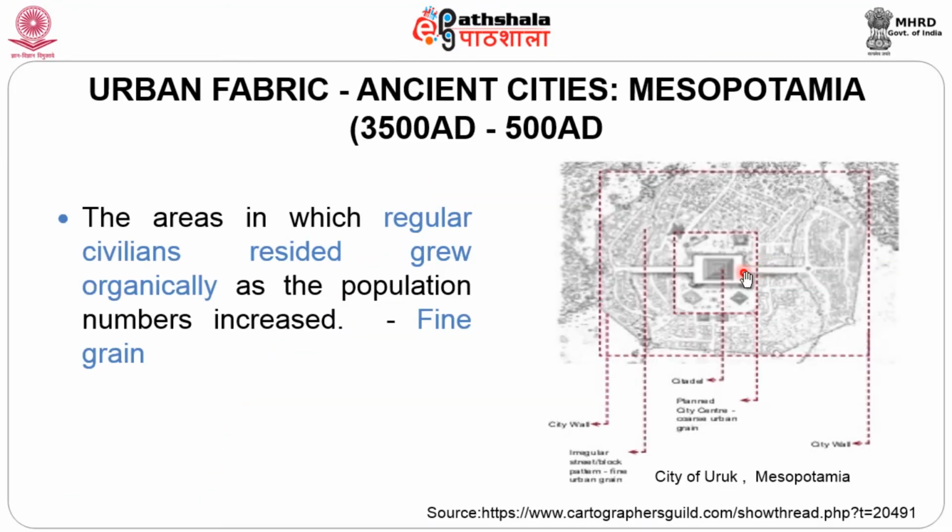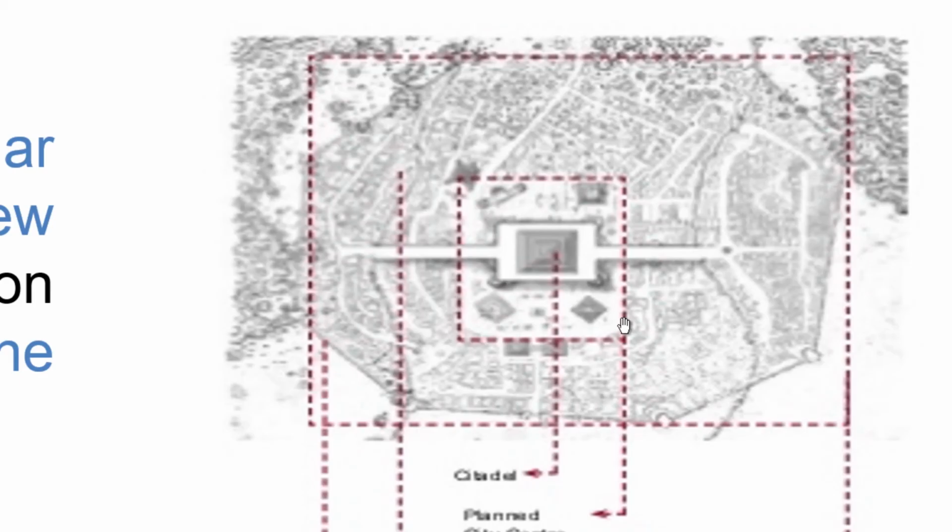This is also the same map. I'll just zoom in once again. So again over here also, as time went on, the civilians started to occupy the outer periphery parts, and as they occupied the periphery parts, again it just grew randomly. So the center of the city seems to be very authentic and very planned when compared to the periphery of the city.